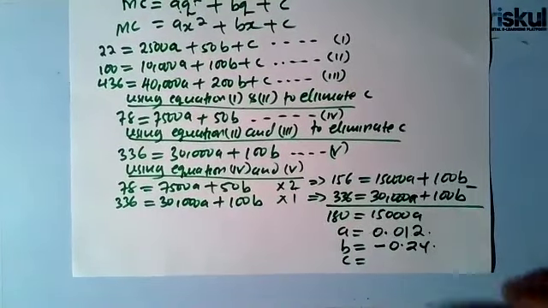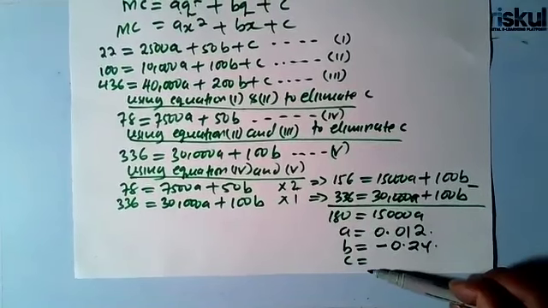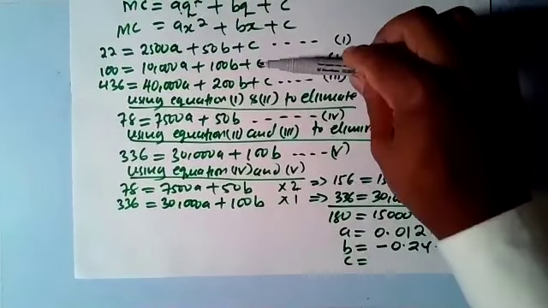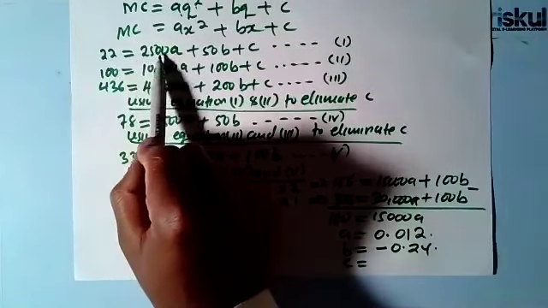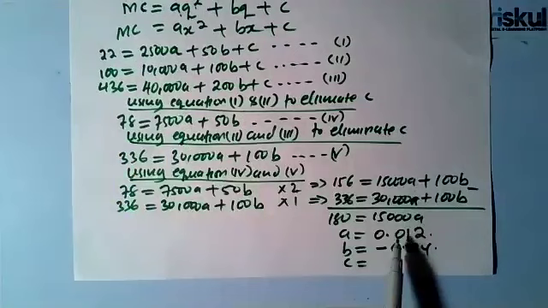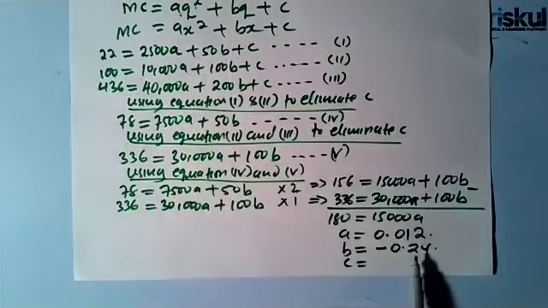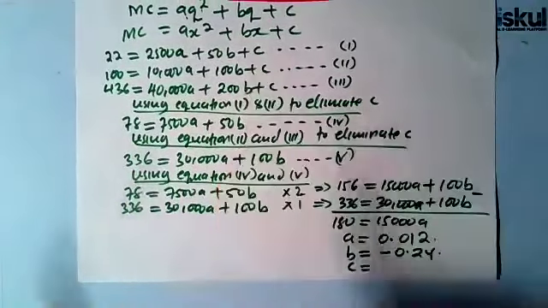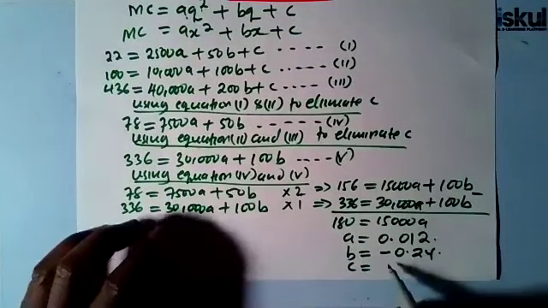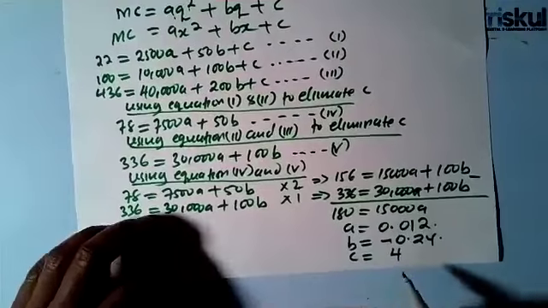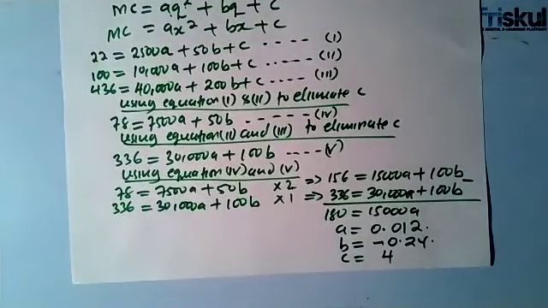If you have A and now you have B, you can get C using either equation 1, 2 or 3. Like if you use equation 1, you have 22 equals 2500 times A, we already have A, plus 50B, you already have B, so we can get C. I'll not take you back there. Now you will get C is 4. Yeah, that's the fixed cost.